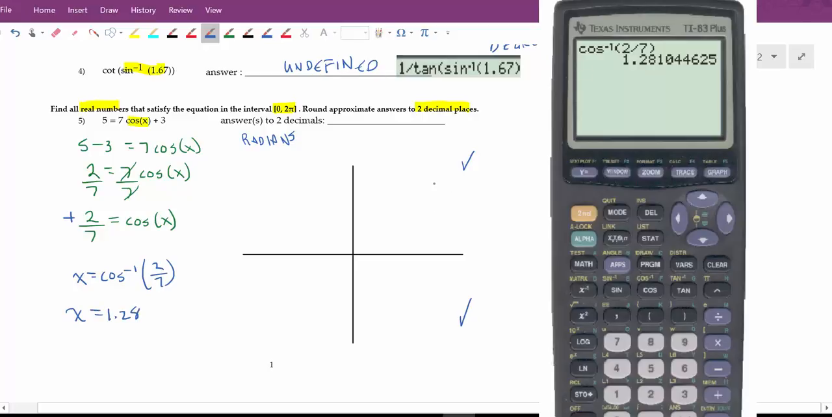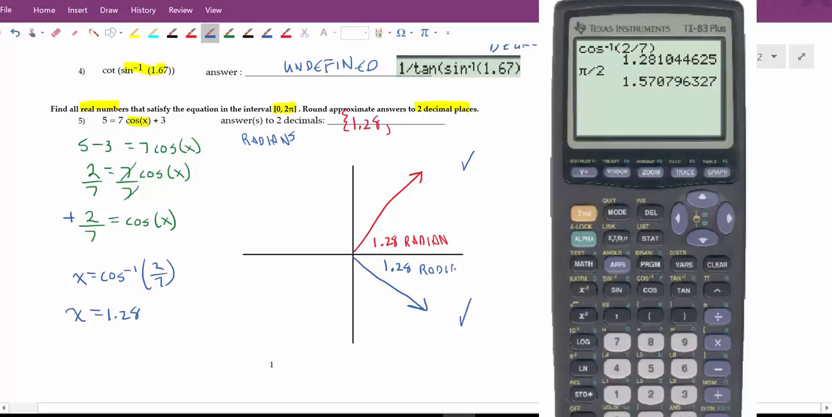And that's a quadrant 1 answer, because notice pi over 2 is about 1.5. So this answer is somewhere in this quadrant right here, a 1.28 radian angle like that. So that would be our first answer, 1.28. Now the second answer is just going to be a reference angle in quadrant 4 that has exactly the same value.